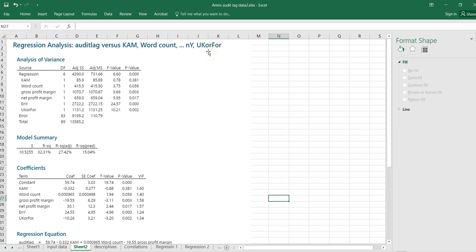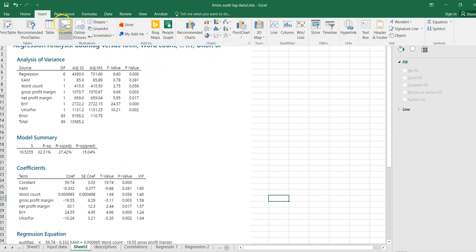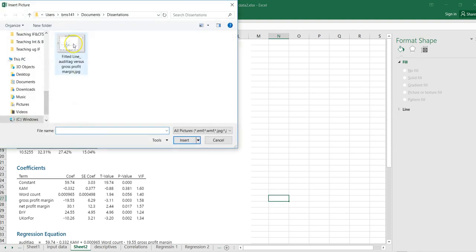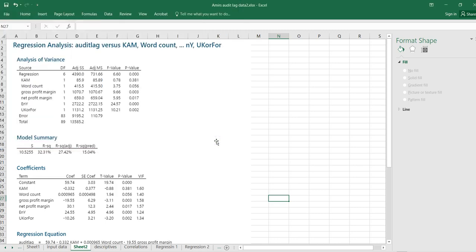So copy and then insert, in this case, insert pictures, right? And that's our picture, which I've already inserted. So we'd click on insert. We've got this regression, so now we need to interpret it. What is it doing? What's it all about?